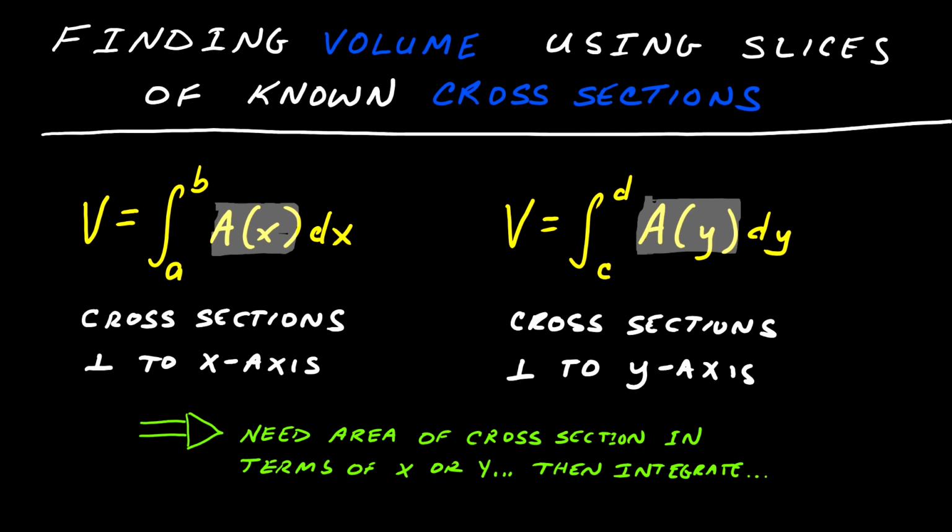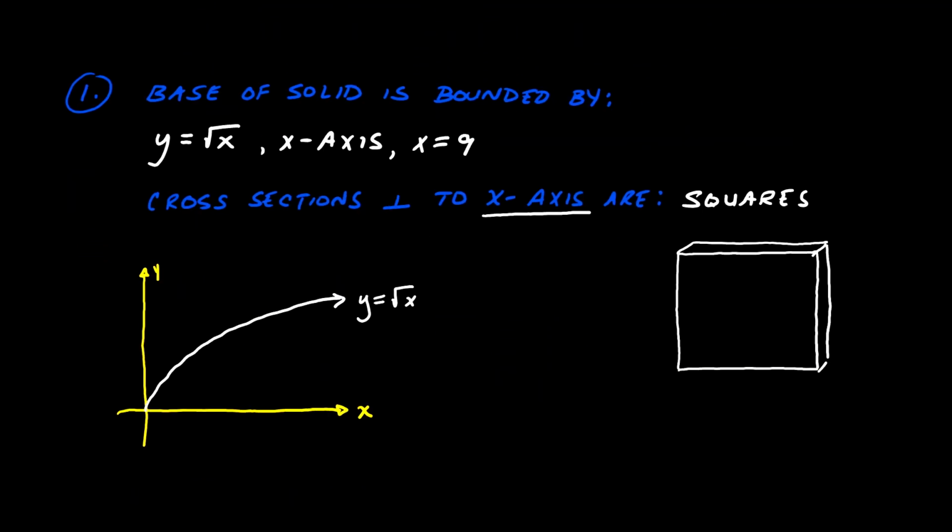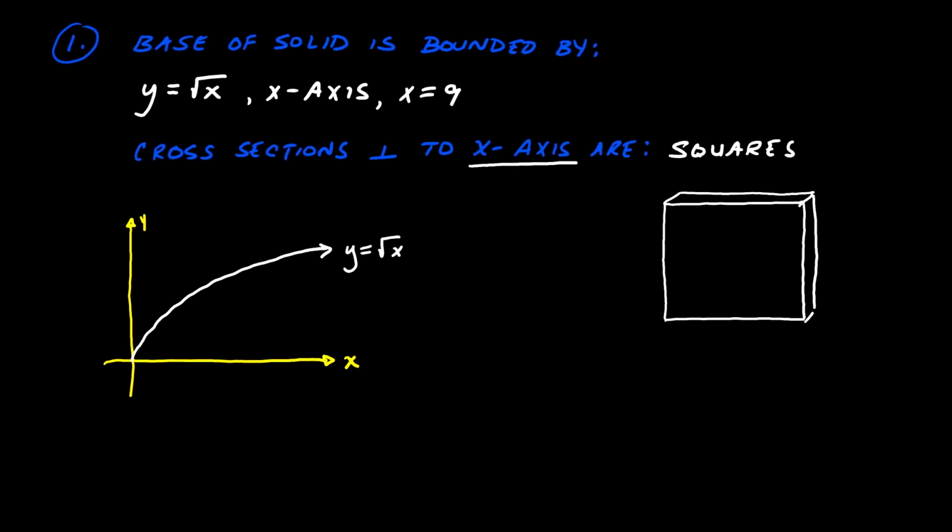So there's several different ways we can slice our volume. So our first example. Imagine the base of a solid is bounded by y equals root x, the x-axis, and x equals 9. Cross-sections perpendicular to the x-axis are squares. What does that mean? So let's first sketch out the base of the region. So we have x equals 9, and we have the x-axis. And let's shade in this space.